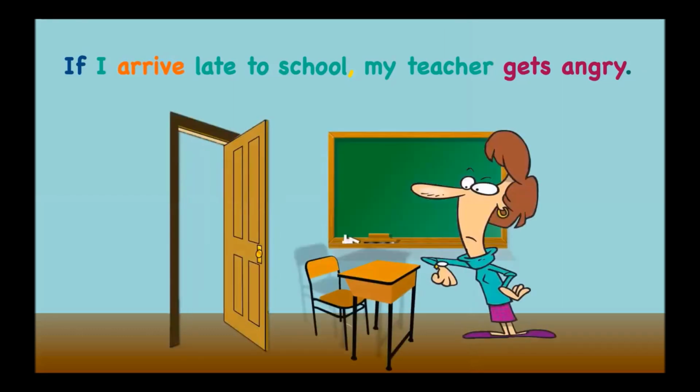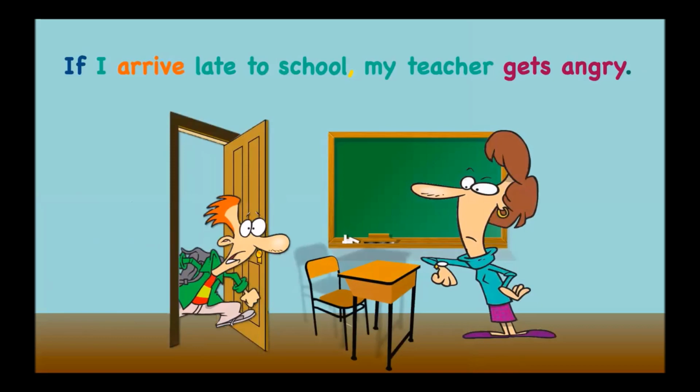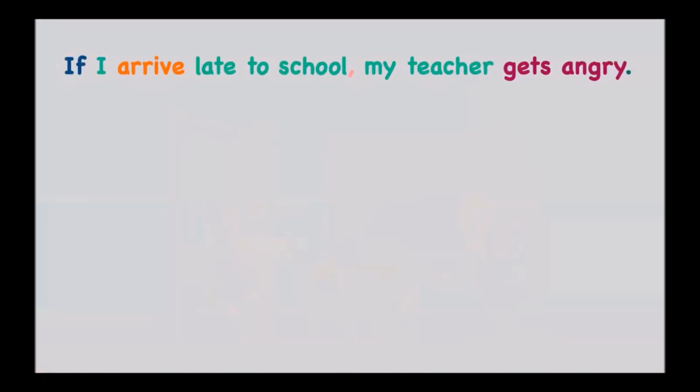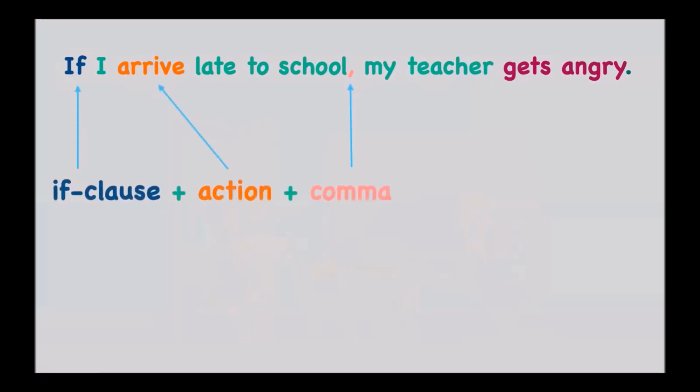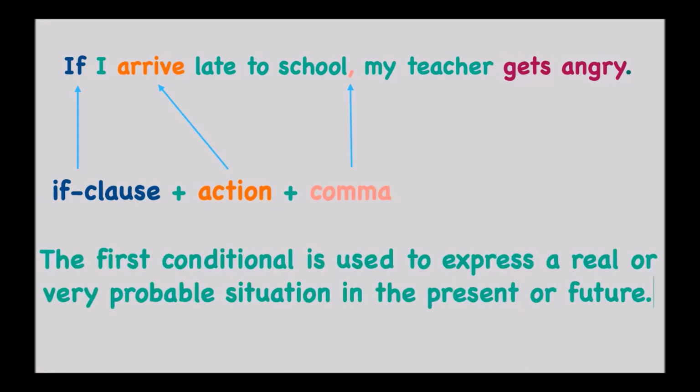Let me explain the structure of this sentence. If I arrive late to school, my teacher gets angry. Let's start with the situation. At the beginning of the conditional sentence, we always use the if clause plus the action word, what you did, plus a comma. The first conditional is used to express a real or very probable situation in the present or future.